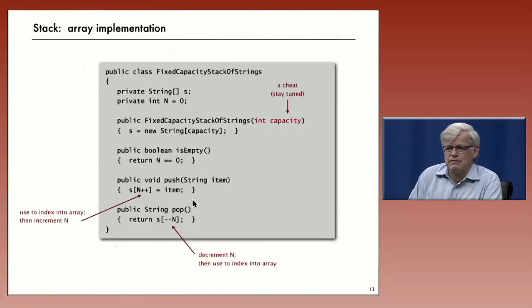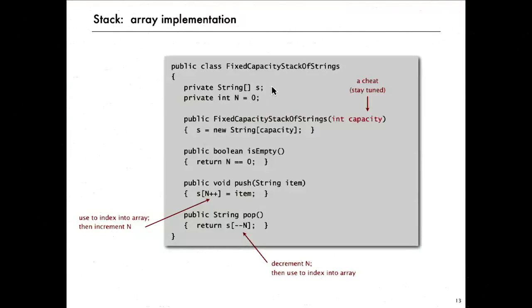All right, so here's the full implementation of stack for using an array to represent the stack. So now we have an instance variable, which is an array of strings, and our variable n, which is both the size of the stack and the index of the next open position on the stack. This one has a constructor, and the constructor creates the array. Now, we're cheating in this implementation to keep it simple, and we'll take care of this cheat in a little while, by requiring the client to provide the capacity of the stack.